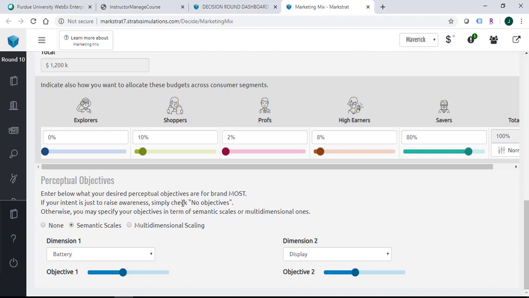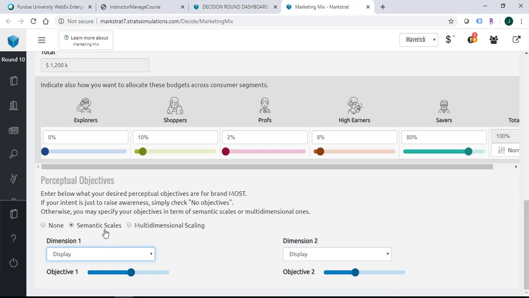The last one is a perceptual objective for this brand. Perceptual objectives are related to advertising, how you want to advertise your brand. If you just want to raise awareness, you can choose none. But I would suggest you use either a semantic scale or a multidimensional scaling. Perceptual objectives can be based on either a semantic scale or dimensional scaling.